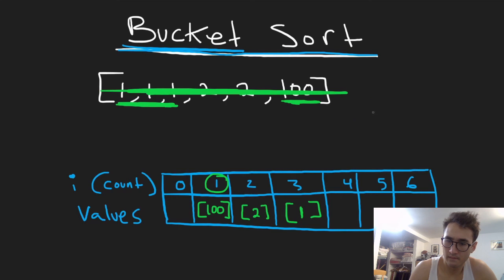Well, we want the top k values, right? The top k values that occur most frequently, right? So what are we going to do? We're going to start at this end of the array. We want all the values that occur 6 times.